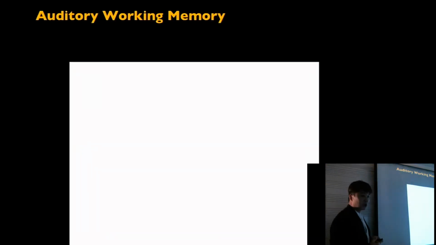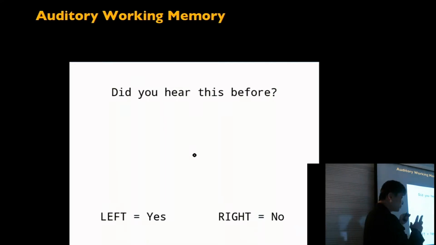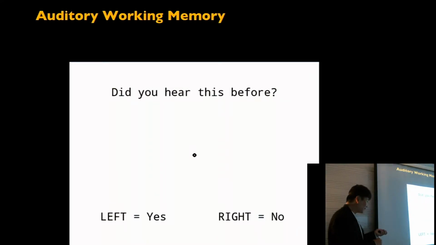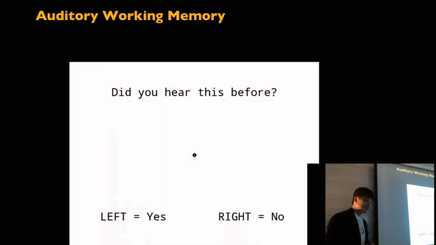So here's an example of auditory working memory. Let's just watch. You got the idea, right? If you hear this sound, yes, left, no, right. Pretty easy, right? So who said yes? Who said no? Nobody. Wow, you guys all got it right. Thanks for the attention.